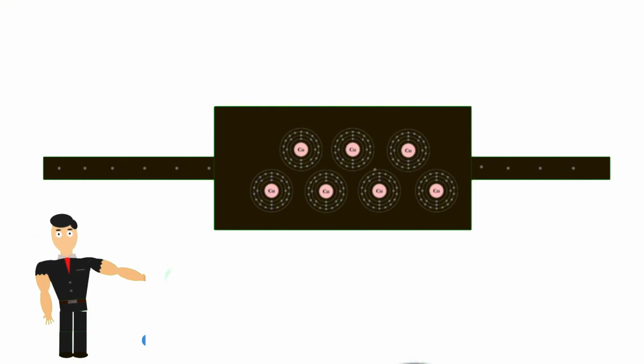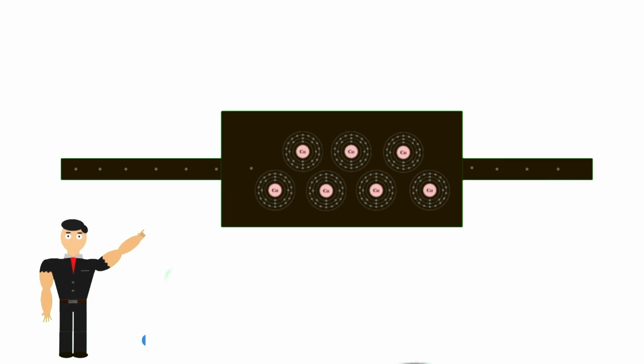This is also the reason why copper is such a good conductor of electricity. Since copper only has one electron in its outer shell, it can move freely from one copper atom to another, so when a voltage is applied, this lone electron easily flows through copper, allowing electricity to flow efficiently.